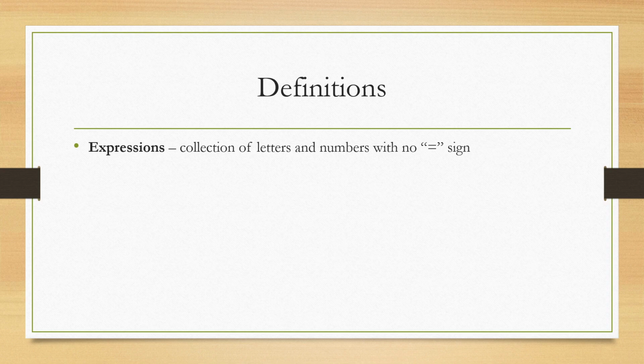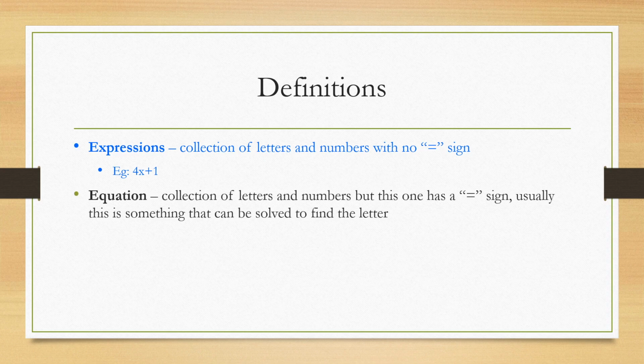An expression is a collection of letters and numbers, and it does not have an equal sign. For example, 4x plus 1 is an expression. Now, an equation is a collection of letters and numbers, but this one does have an equal sign. Usually this is something that can be solved or is ready to be solved. So an example of this is 4x plus 1 equals 5. So this is an example of an equation. So expression, no equal sign; equation, has an equal sign.